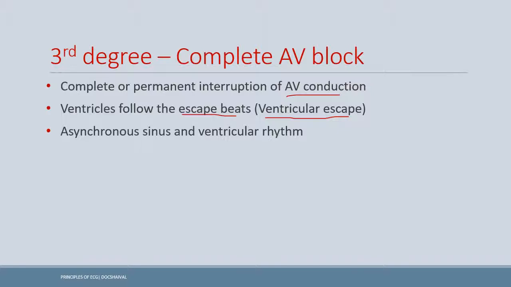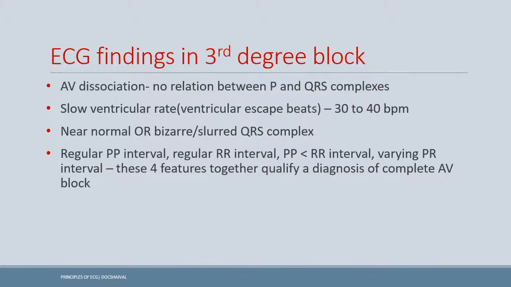Now, obviously, the ventricular escape beats and the sinus node rhythms would be different. So we have something called asynchronous sinus and ventricular rhythm. Now the ECG findings in the third degree AV block: we have AV dissociation. Yes, there is no relation between P and QRS complexes, and that's because we have two different pacemaker cells, that is the SA node at the top and the ectopic ventricular pacemakers, be it the bundle of His or Purkinje fiber or the ventricular tissue itself.